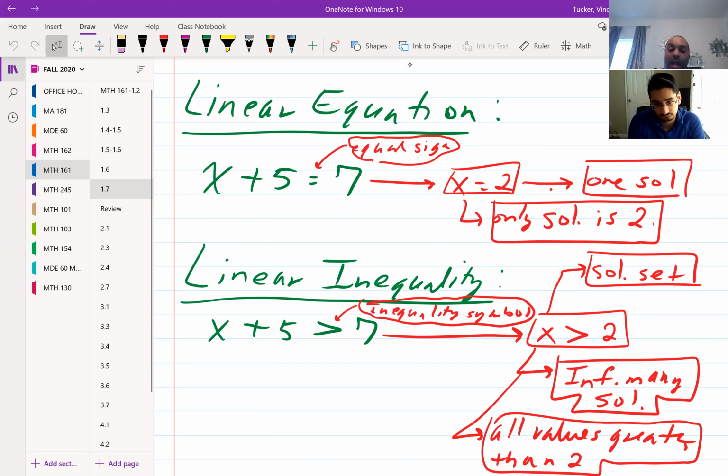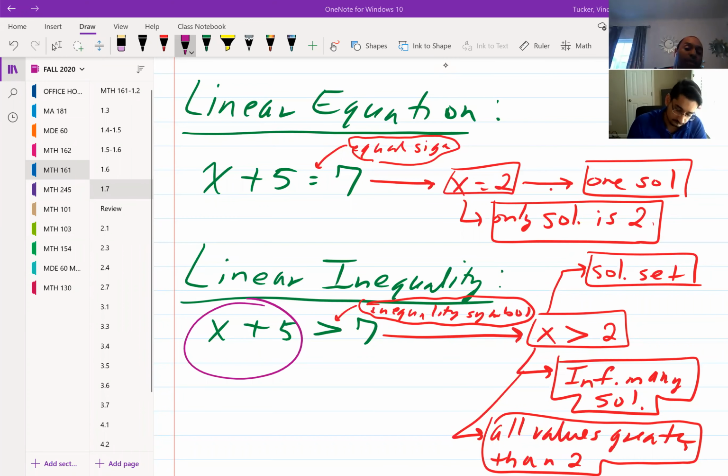Now, when you're looking at your inequality, you're going to have a solution set: x is greater than 2. So any value that's greater than 2 will make this a true statement. In other words, what values can I plug in for x that will make the left side greater than the right side? If I plug in 2.1 for x, that's 2.1 plus 5, which is 7.1. 7.1 is greater than 7. If I had 50, 50 plus 5 is 55. 55 is greater than 7. If I plug in 1 million, that will still make the left side greater than the right side.